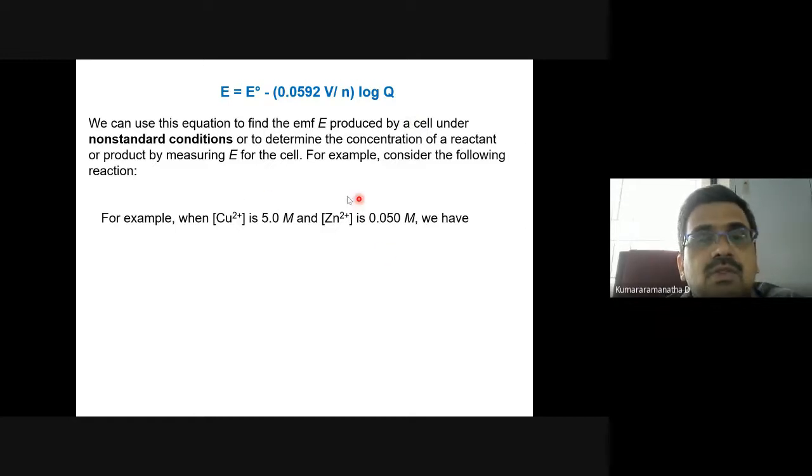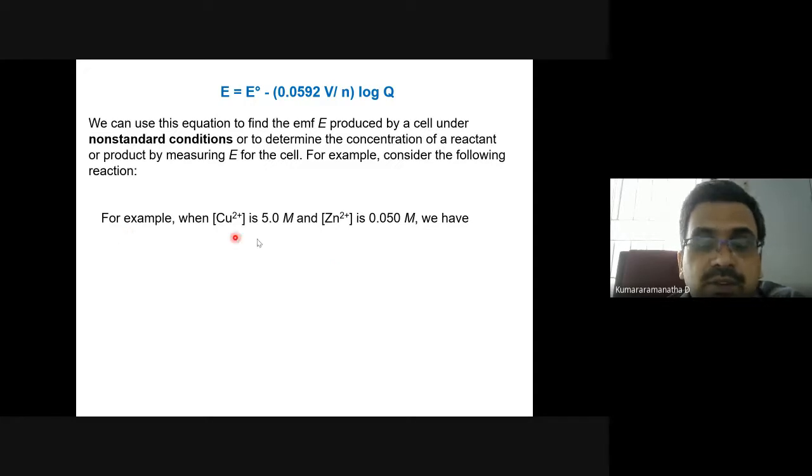So what we can use this expression for is to find out the cell potential under non-standard conditions. You know the cell under standard conditions, how much it behaves, for example at 273 Kelvin. But if you want to look at other temperatures or other concentrations, then you use this expression. Or you can determine the reactant or product concentration. You can also determine the concentration of reactants or products.